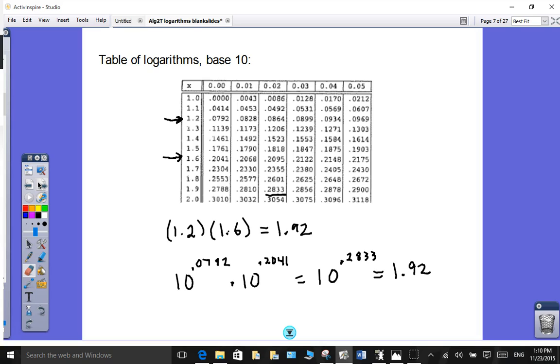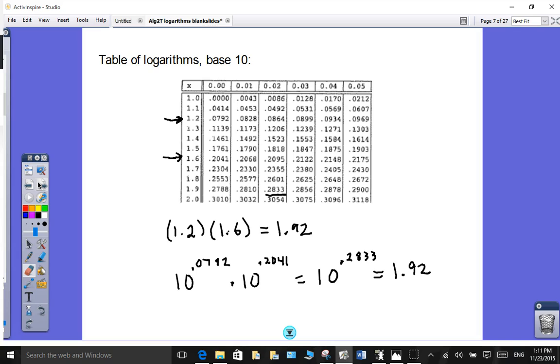If I multiply 1.2 times 1.6, I can put that in the calculator or do it by hand. That's 1.92. Using logarithms, what I would do is find the exponent that I would raise a particular base to, in this case, base 10, right here. So these are the logarithms. When it says 1.20 is 0.0792, that means 1.2 equals 10 to the 0.0792. And for the 1.6, the exponent, base 10, is 0.2041.